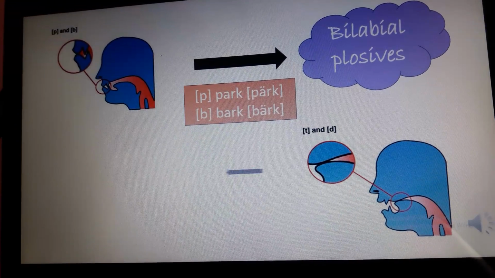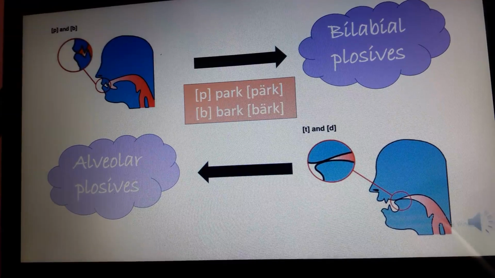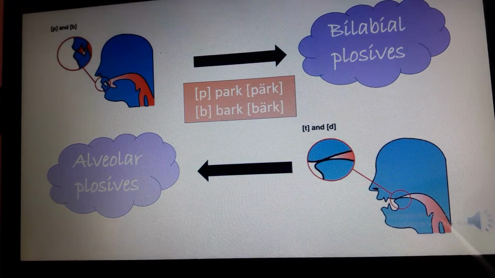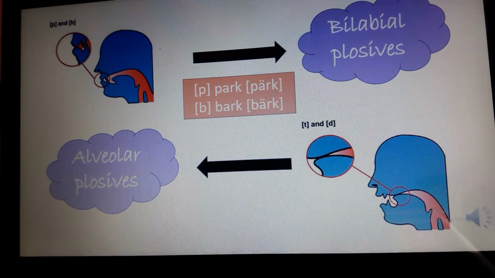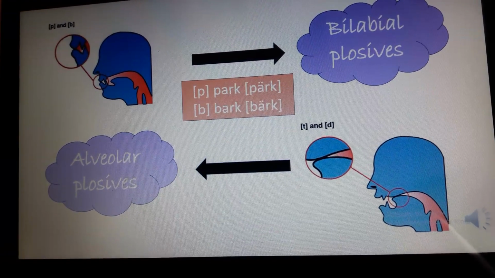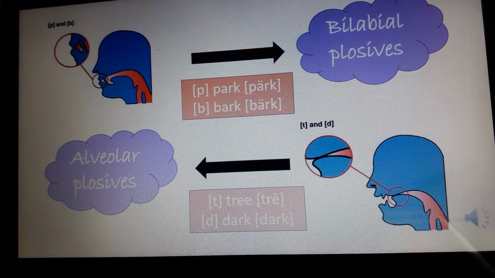And the second one is alveolar plosives, and the consonants are T and D, are articulated with the back of the tongue against the soft palate. The active articulator is the back of the tongue, and the passive articulator is the soft palate. And the example of consonant T is tree, and the consonant D is door.